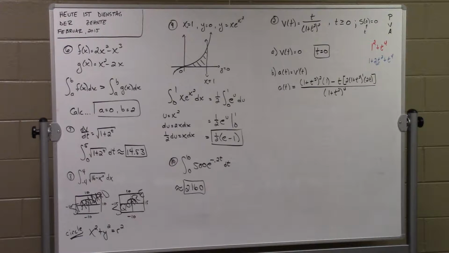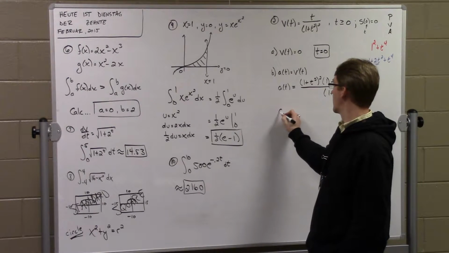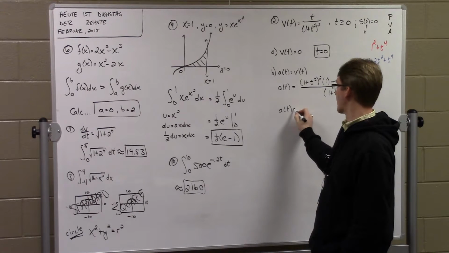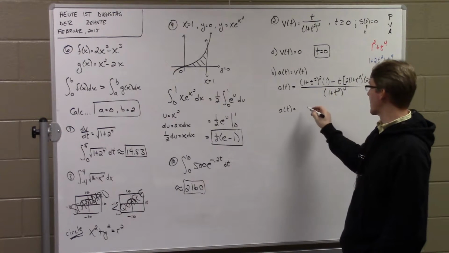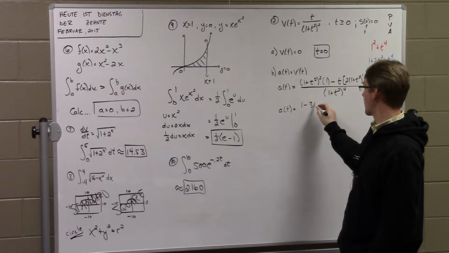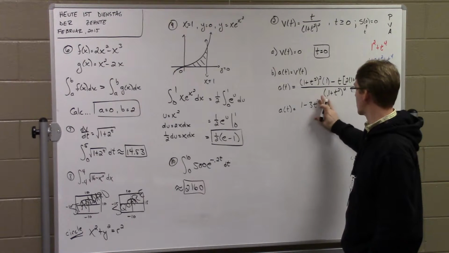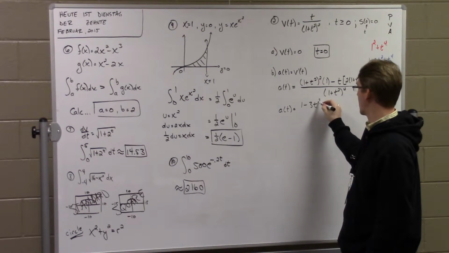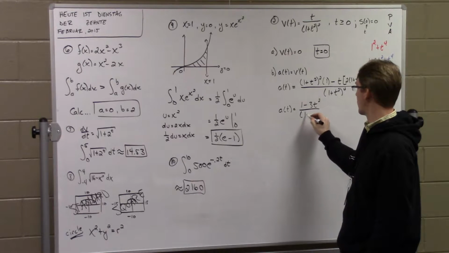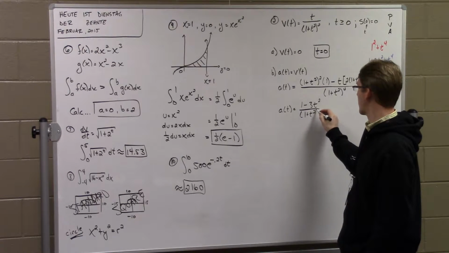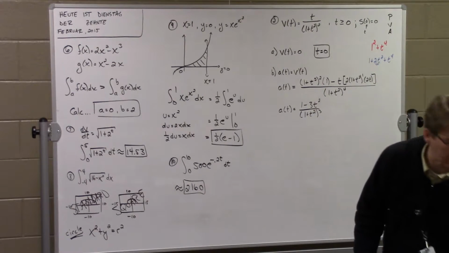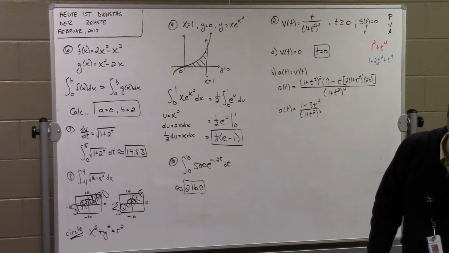If you stop here, that is 100% right, you get full credit because it is the acceleration. Done. If you clean it up, you might get something wrong. If you clean it up, I think it ends up being, let me check this, but I think it's 1 minus 3t squared over 1 plus t squared to the third. I think that's right.